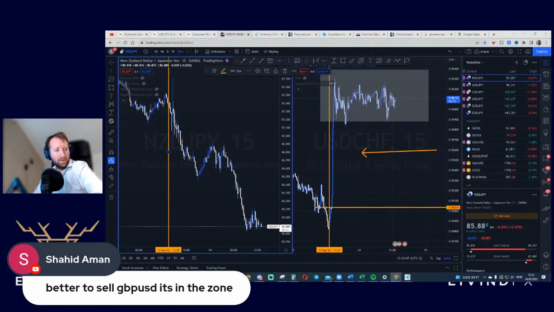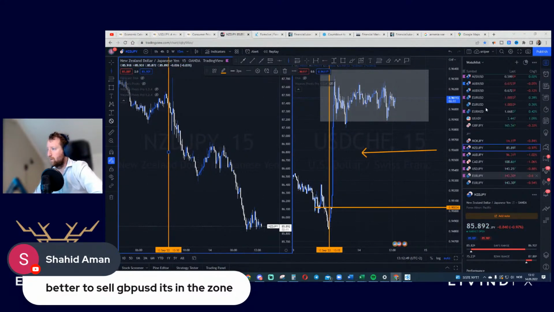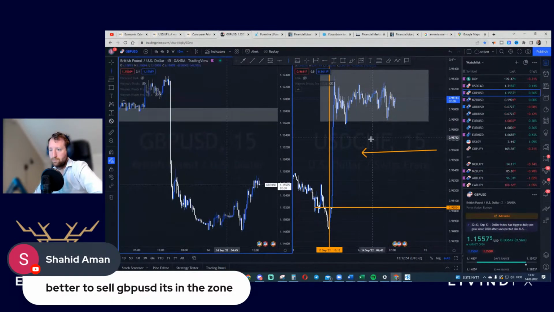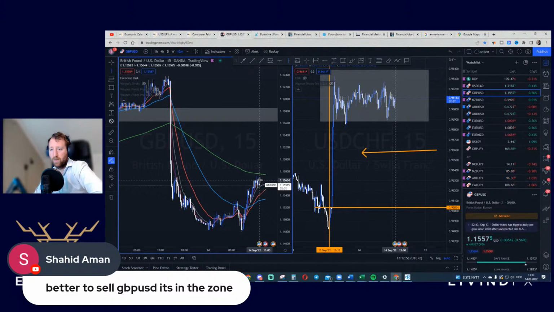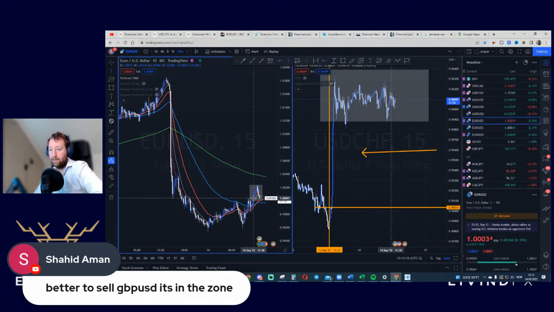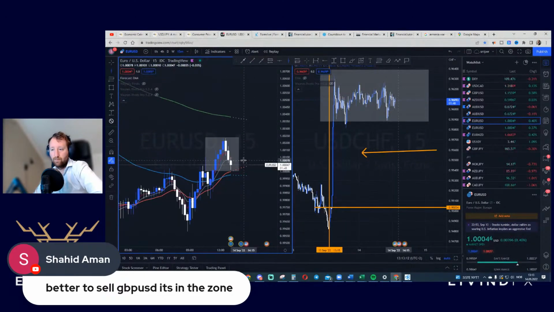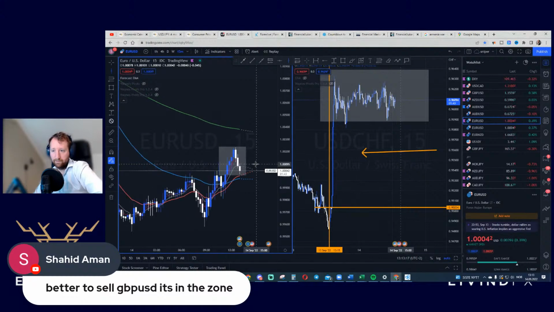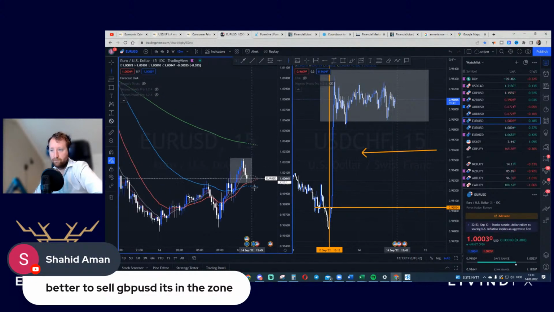Better to sell pound dollar. It's in the zone. Okay, we'll look at the pound dollar. Yeah, I want it to turn around though, mate. I want it to turn around first. It's a bit too high for me on the scalping, but once it turns around, we can take it down. We'll just look for it. Euro. Ooh, okay. Euro, my little boy. Okay.